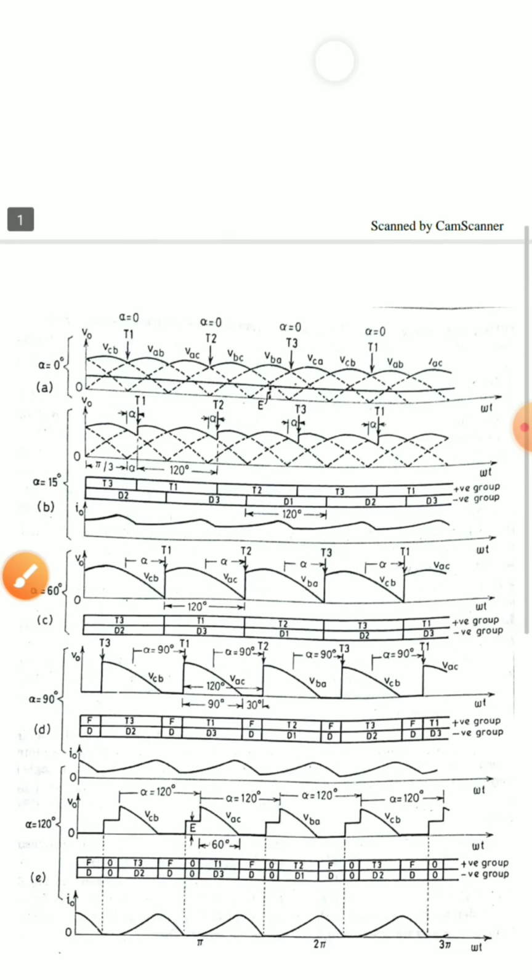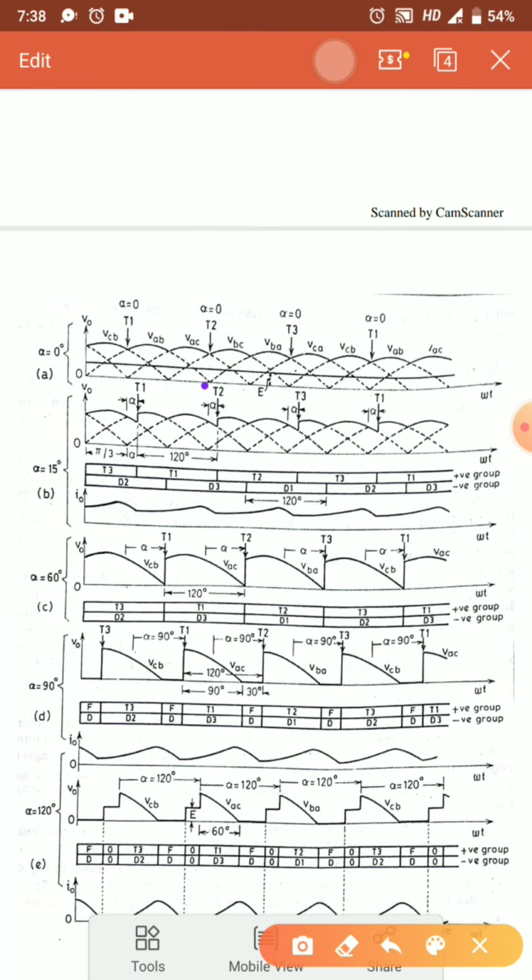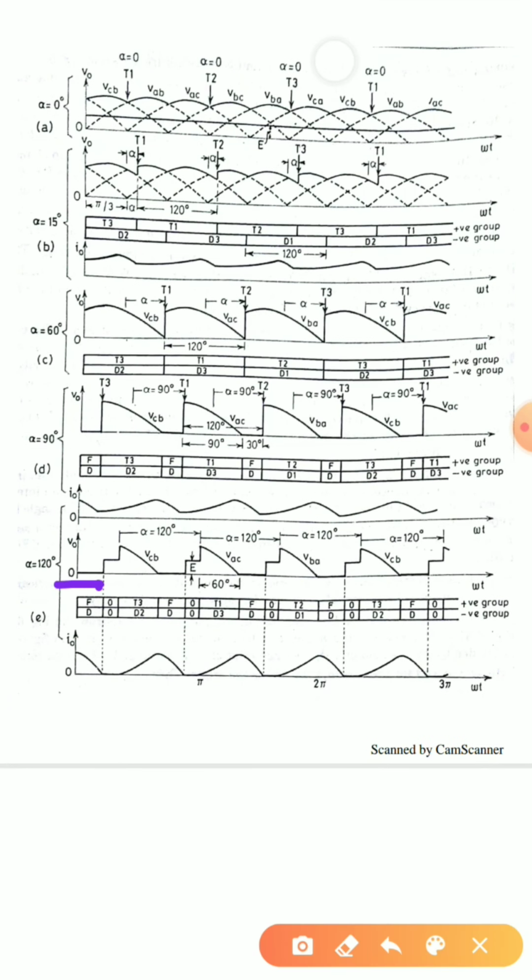When the firing angle is 120 degree, this is 0, and 120 degree is somewhere here. If the firing angle is 120 degree, after 60, that is from here, my thyristor will start conduction. So this is the portion of T1 that I'll get. But when we look here, we can clearly see that the value of E is dominating. Therefore I'll get a small portion because of E, then I'll get the waveform because of my thyristor conducting.